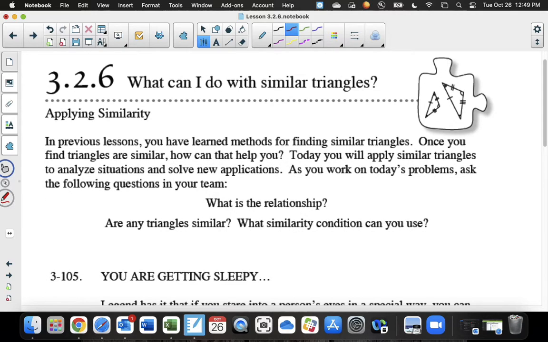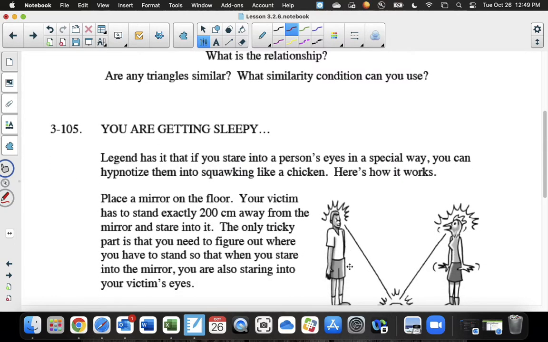All right. Here's what you're taking a look at today. So, in the last section of chapter 3, we're doing applications of similarity. These are the super realistic applications today. Okay? Here's what Mr. Coonan's talking about. You see the "you are getting sleepy" part?